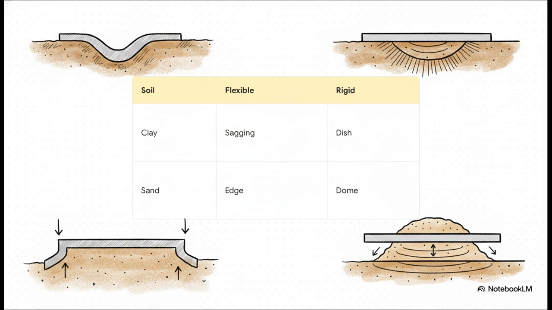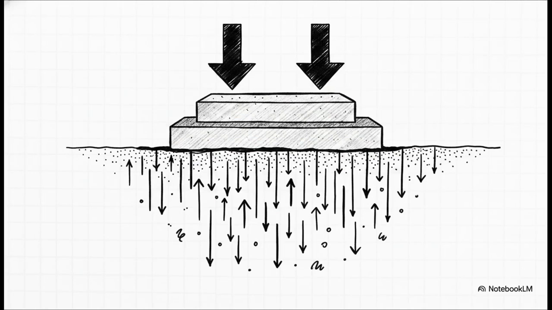Now the bottom row, sand. If it's flexible, the edges drop away. If it's rigid, you get a dome-shaped pressure with all that stress concentrated right in the center. This matrix right here is the absolute fundamental key to understanding how different soils handle the massive weights we put on top of them. But you might be wondering, why does this highly theoretical matrix matter when you're actually out there pouring concrete?